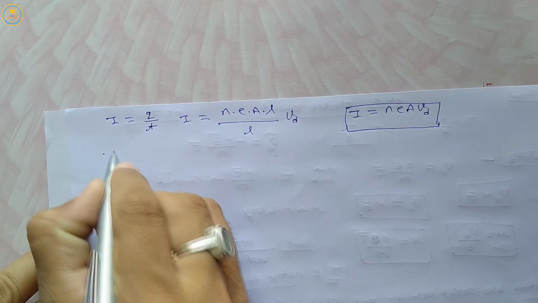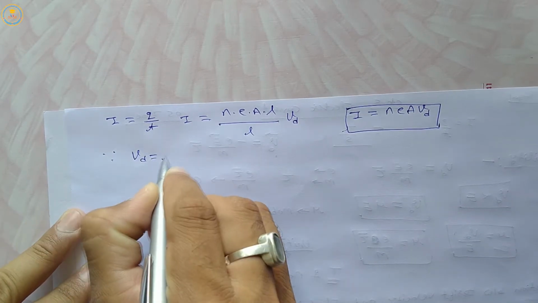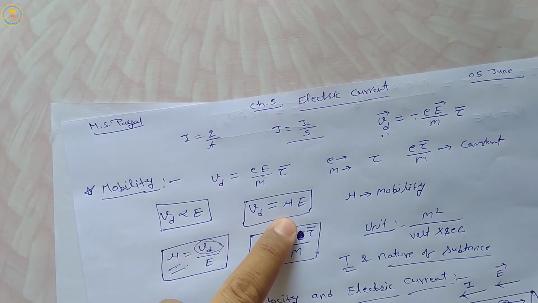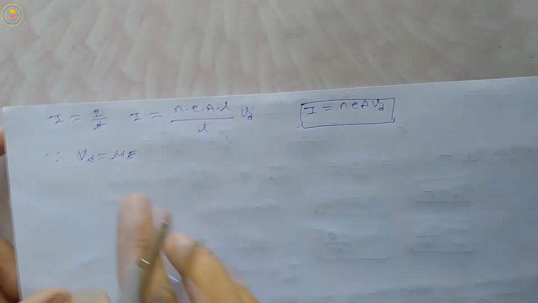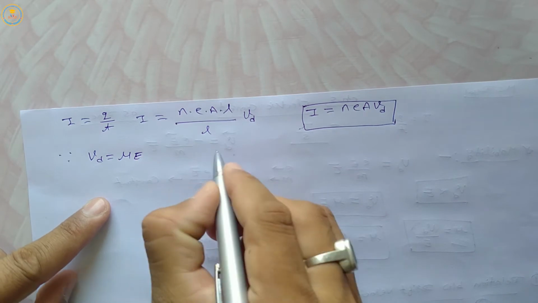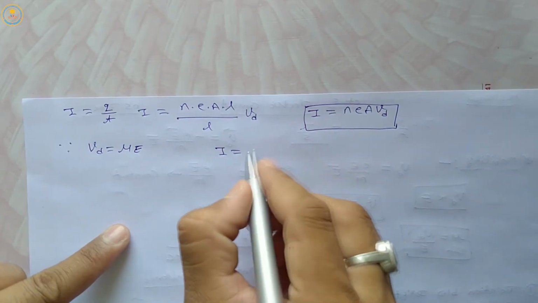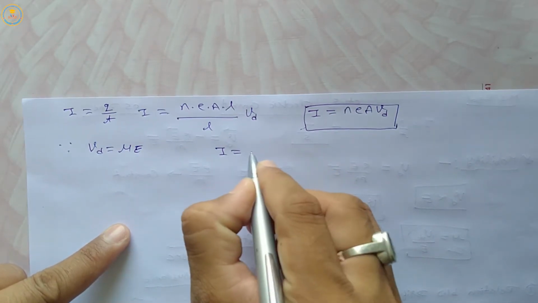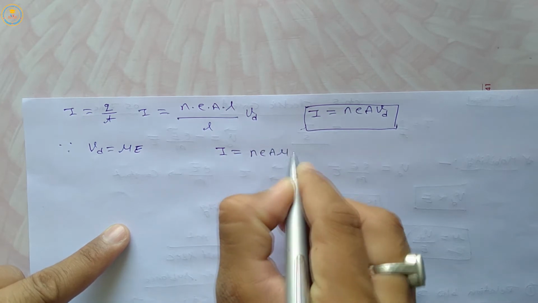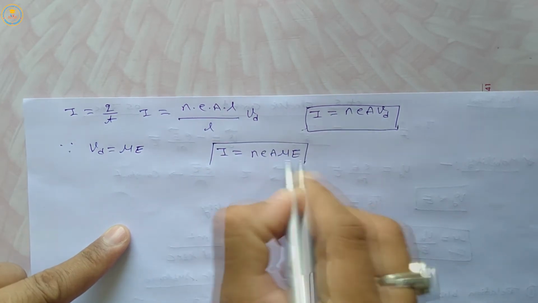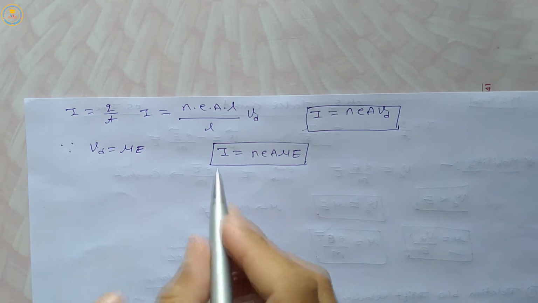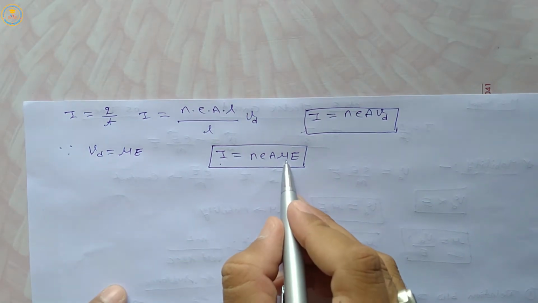And we know that Vd is equal to mu E. So put the value of Vd in this equation, then we get the relation between electric current and mobility. I is equal to n e A mu E. This is the relation between electric current and mobility.